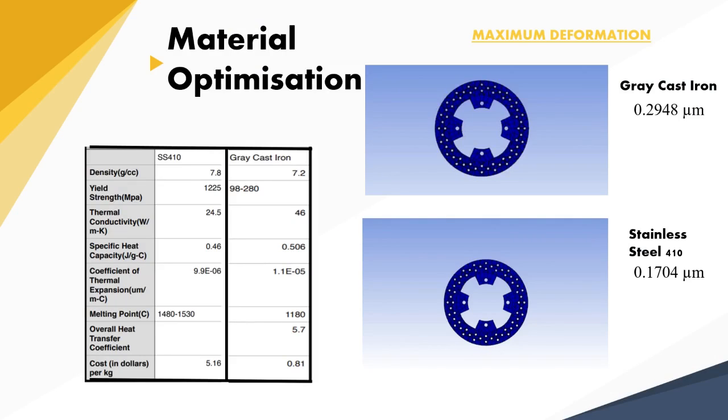Next we have material optimization. We have used grey cast iron and stainless steel 410 and optimized it. The table on the left shows the properties of both the materials. With the same load, grey cast iron suffered a greater deformation by 42% compared to SS410, making it less fit to use.